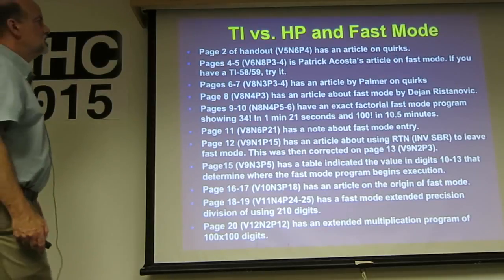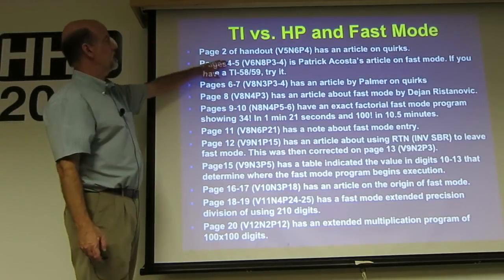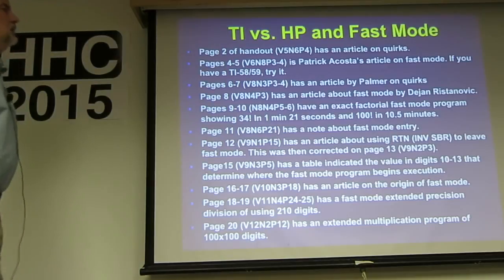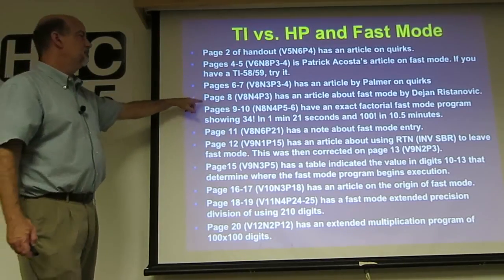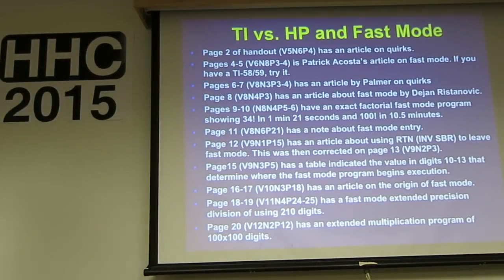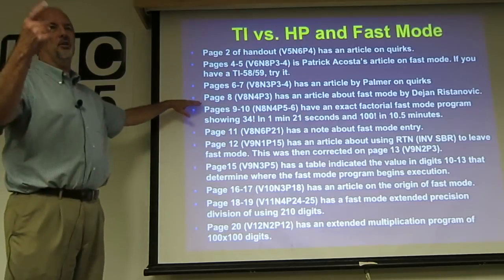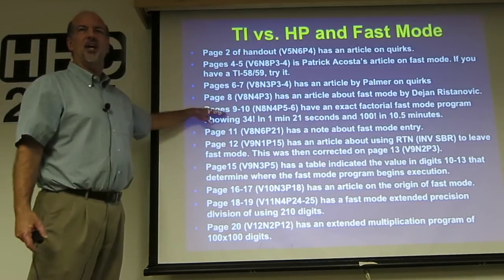The handouts include a few things. There's an article on quirks. You have Patrick Acosta's original article on fast mode, an article by Palmer, so he certainly was one of us, even if he had a bit on the dark side. Another article by Dejan Ristanovic. He's the one that runs TI59.com, the website, where he foolishly, sorry, Dejan, calls the TI-59 the best calculator ever made.